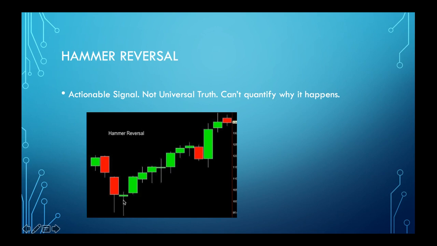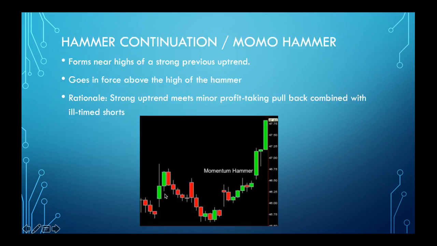Usually the body of the hammer, the open and the close, are in the top third of the candle. The reversal goes in force when the new bar, we have to wait for it to finish forming, because this can always go wrong. Remember, this just came back. Maybe it bounced off the bottom of a trend or something, right? So we wait for this to finish forming, and then on this bar we go long when we break above the high of the hammer. And we expect that to work because this is seller exhaustion combined with a pullback, and we'll get into why we expect it to work in a minute.